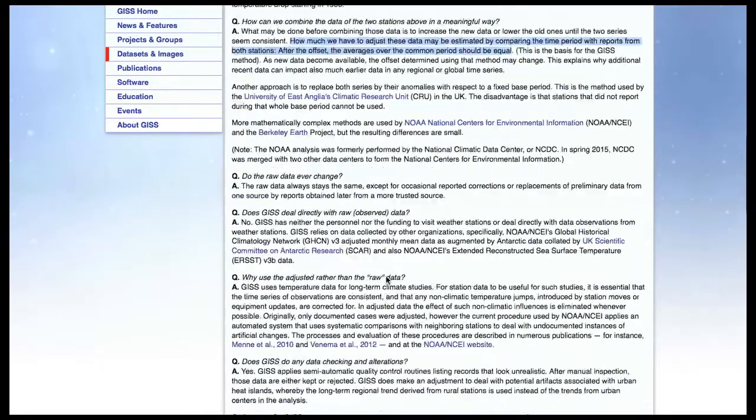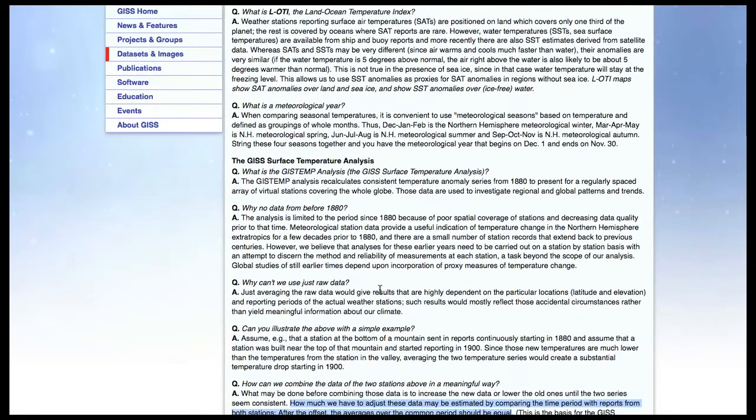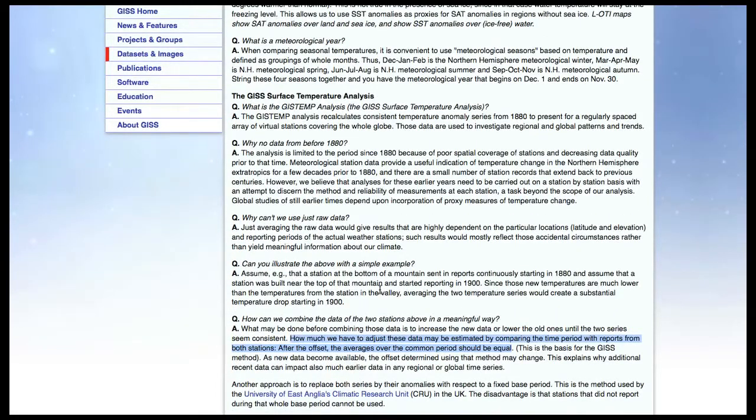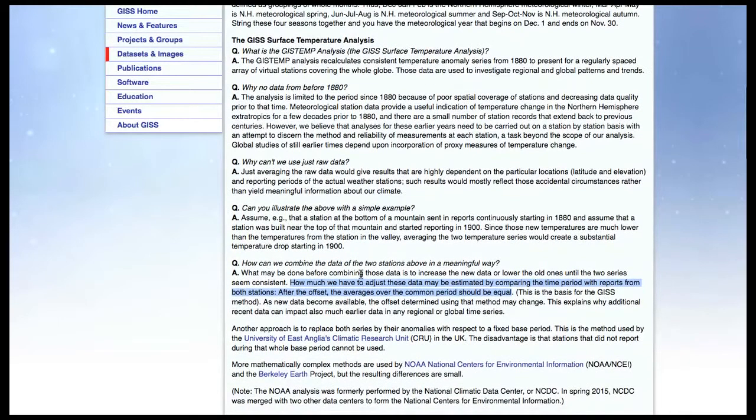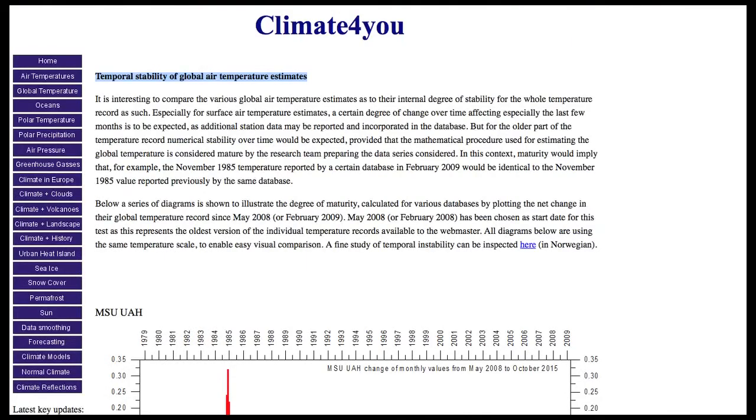So again, they go on and talk about different methods for this homogenization of data from different stations, or to smooth out areas where there's little coverage, or where adjustments are needed in order to make things smooth out with the data. And this is really the core of why the surface air temperature estimates are not reliable data sets.